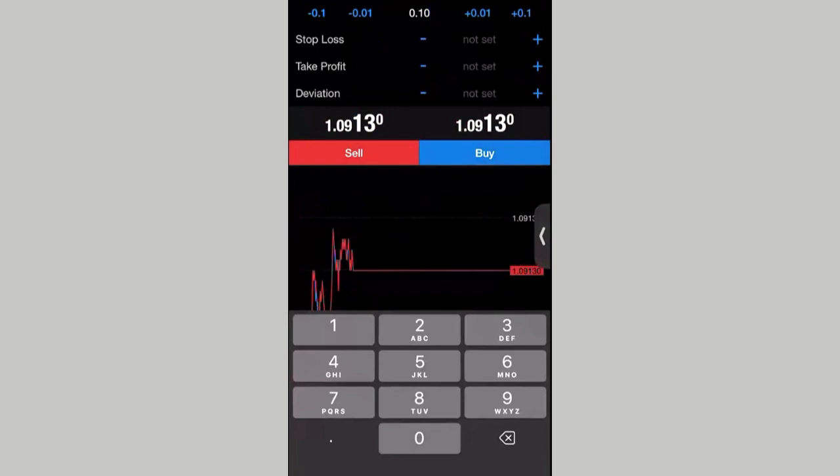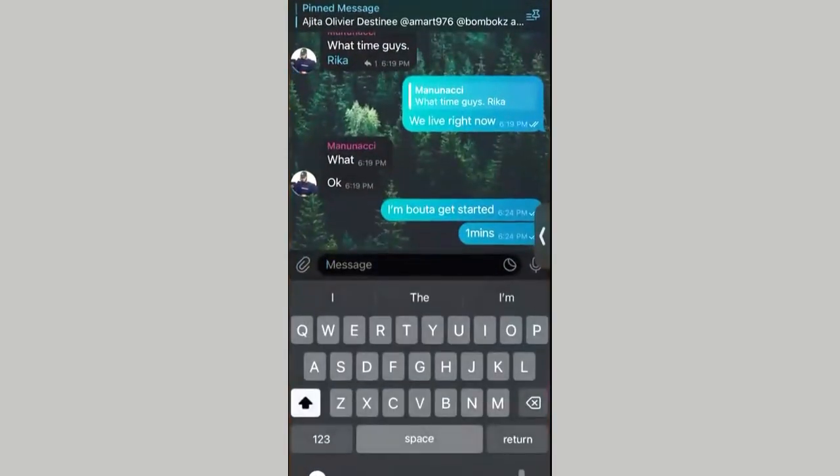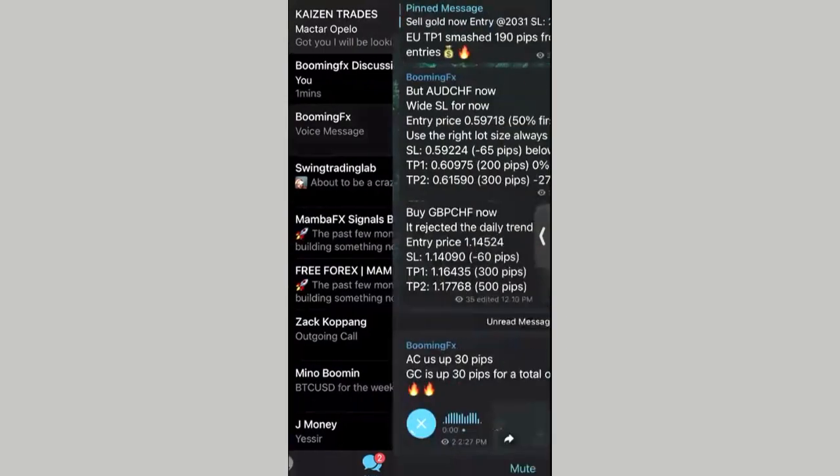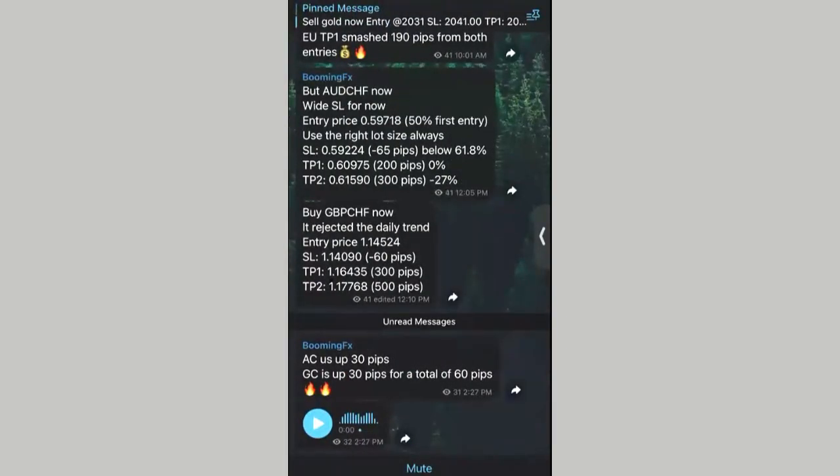And so for example, when Mino calls a trade, he says, buy GBP CHF now because he rejected the daily trend. He gives you the entry price, where you get into the market, and then your stop loss, where you get out of the market. TP1 and TP2 are basically the take profits. As soon as the market hits those levels, it's going to take you out automatically.